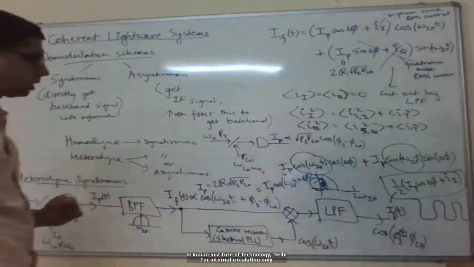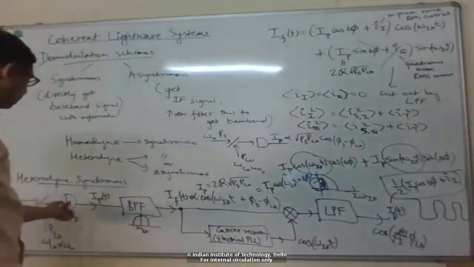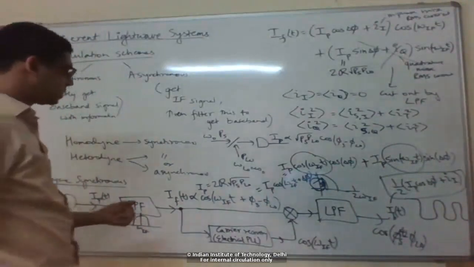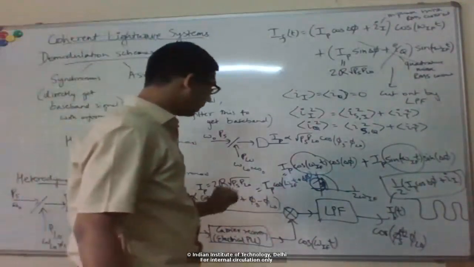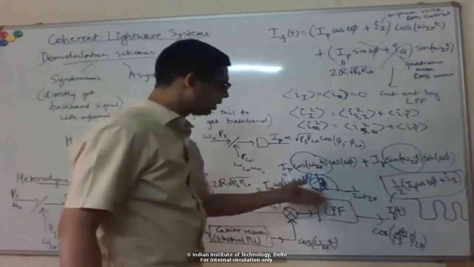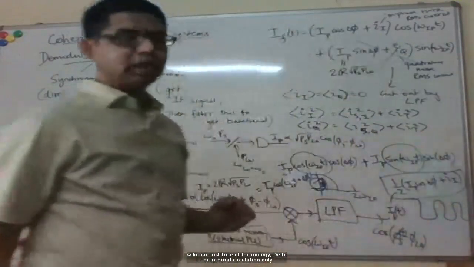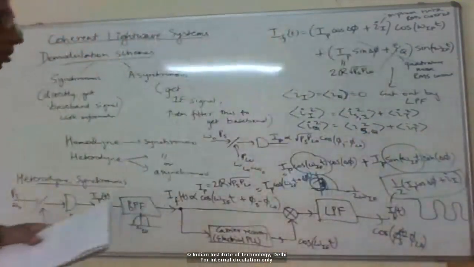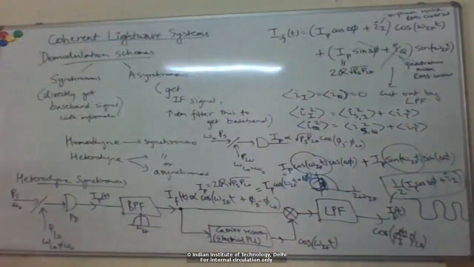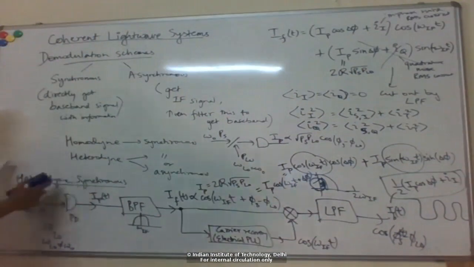So that's the synchronous detection. First we band pass filter the intermediate frequency, then we recover the carrier, multiply the filtered current with that carrier, and then low pass filter to get the in-phase component and remove the quadrature. So let's now look at asynchronous detection quickly.